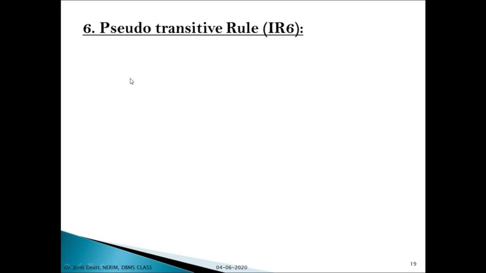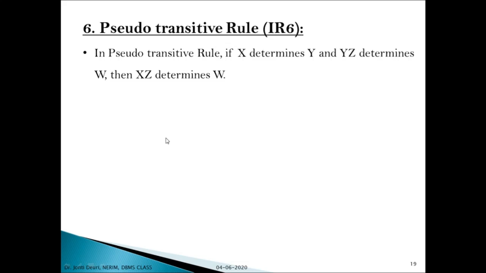Okay. Now, sixth rule is pseudo-transitive rule. So in this case, you are having X determines Y and YZ determines W. Then definitely XZ can also determine W, right? Like in transitive rule, from these two, X determines Y, Y determines Z, means we can write X determines Z, right? So here it is pseudo-transitive. So here another attribute is added, that is Z, right?